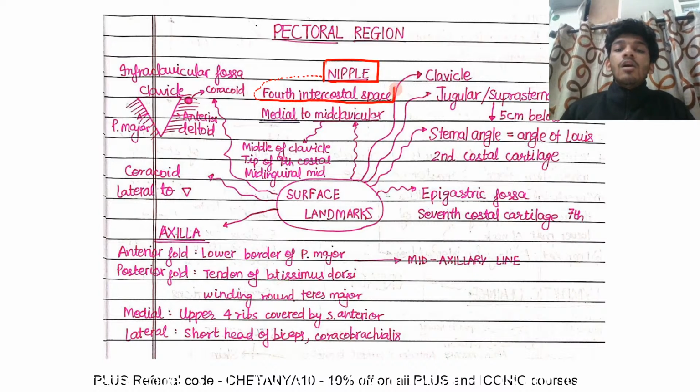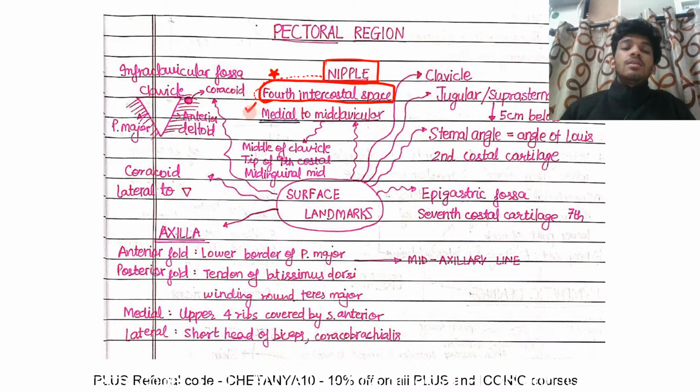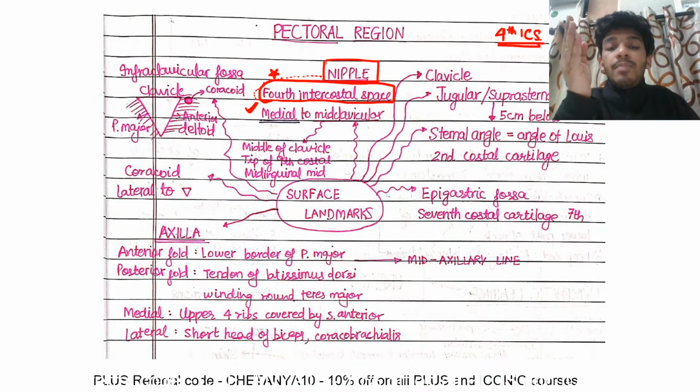It is located in the fourth intercostal space, and this positioning is more constant or more correct for men, right? Fourth intercostal space. The nipple is located where? The fourth intercostal space is the location of the nipple. Okay, be very careful. Just remember this. Then where is the nipple located? It's located medial to the mid-clavicular line.